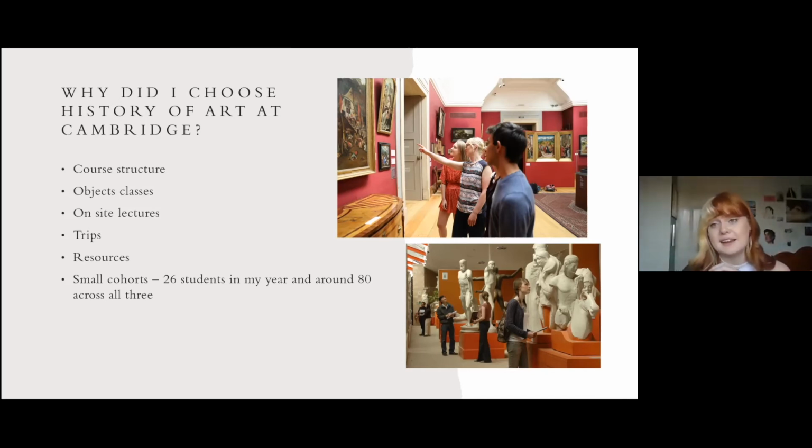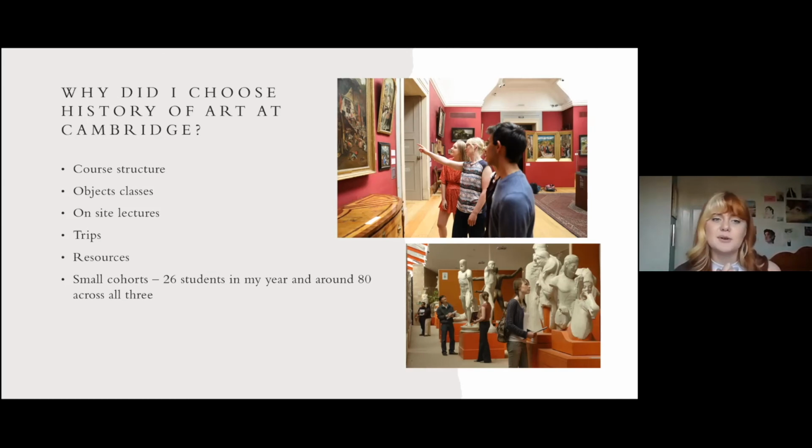Trips are great, and my personal favourite is to the Hamilton Kerr, which Frank has also mentioned already. As someone who wants to go into restoration, getting to see the behind the scenes and how they do that was incredible and something you don't really get the opportunity to do most other places. Resources, again, libraries, DOSes, supervisors, you really can't fault them.